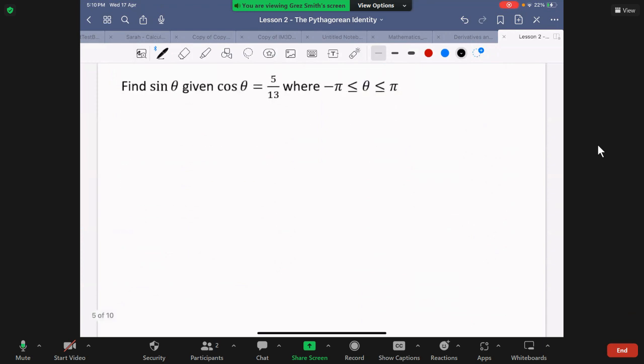Have a go at this one for yourself. Pause the video at this point. Have you paused? Told you to pause.